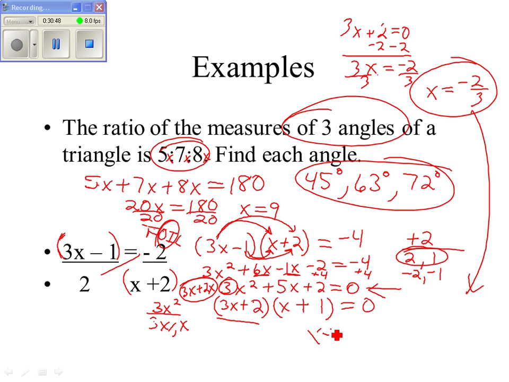x plus 1 equals 0. This one doesn't take as much to solve. What do you do there? Subtract 1, we end up with x equals what? Negative 1. Those are our two answers.